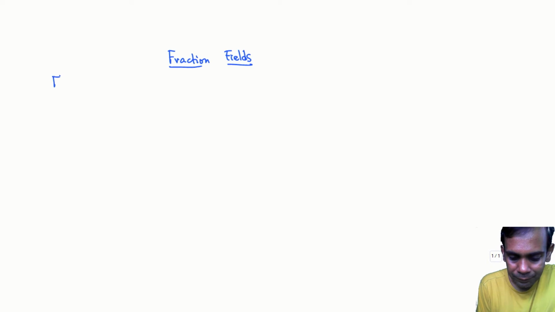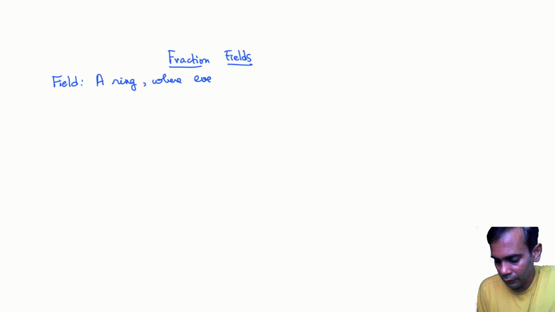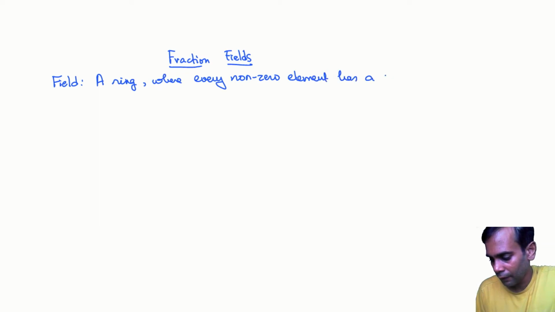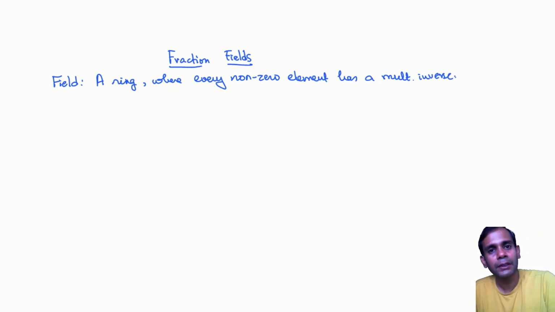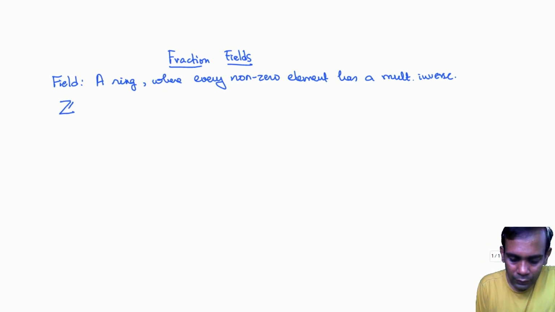So what's a field? You all probably know this. A field is a ring where every non-zero element has a multiplicative inverse. And the first example of a ring that we encounter in life is probably the ring of integers Z. And the first example of a field that we encounter is the field of rational numbers.